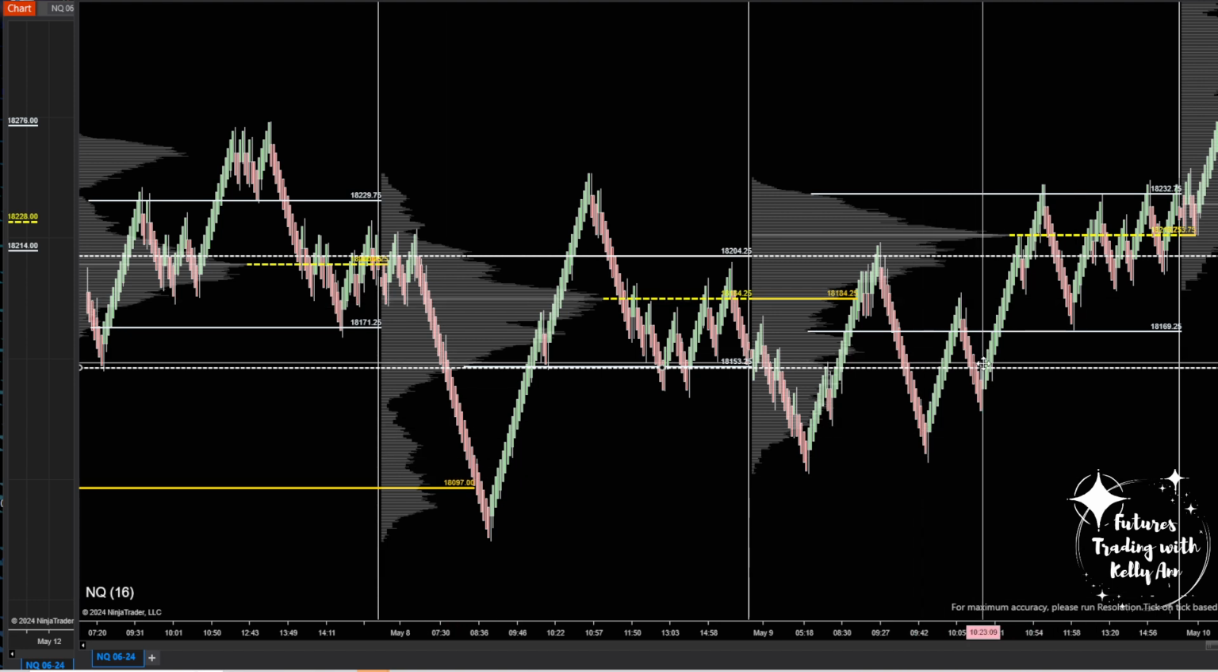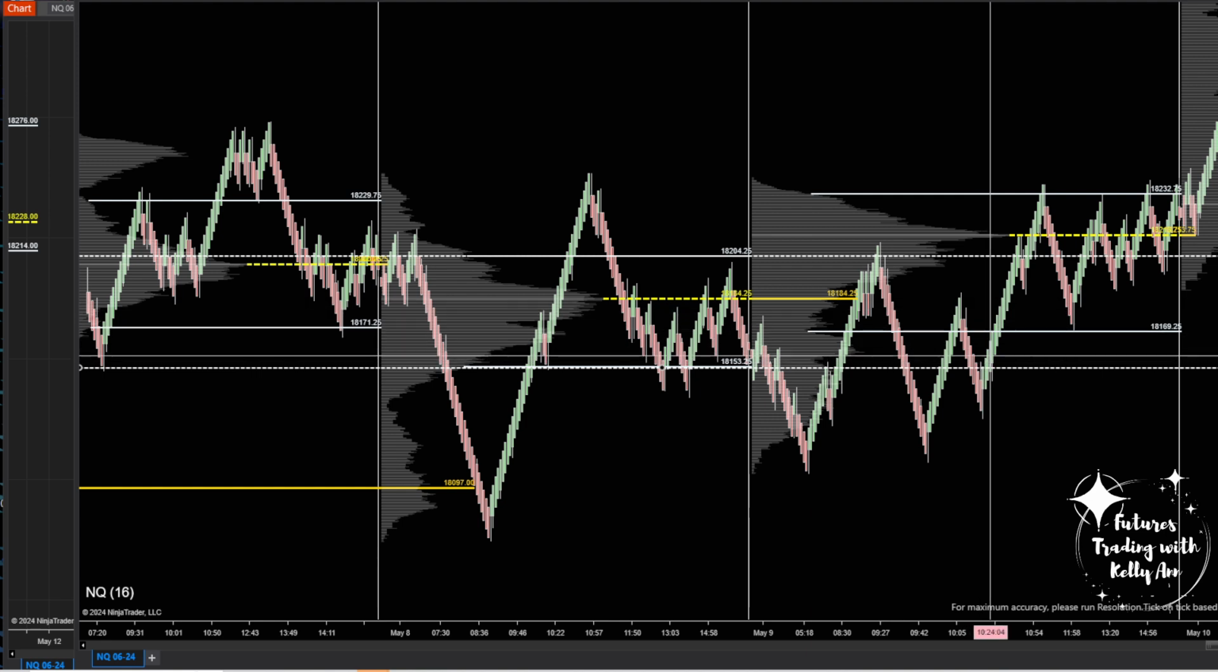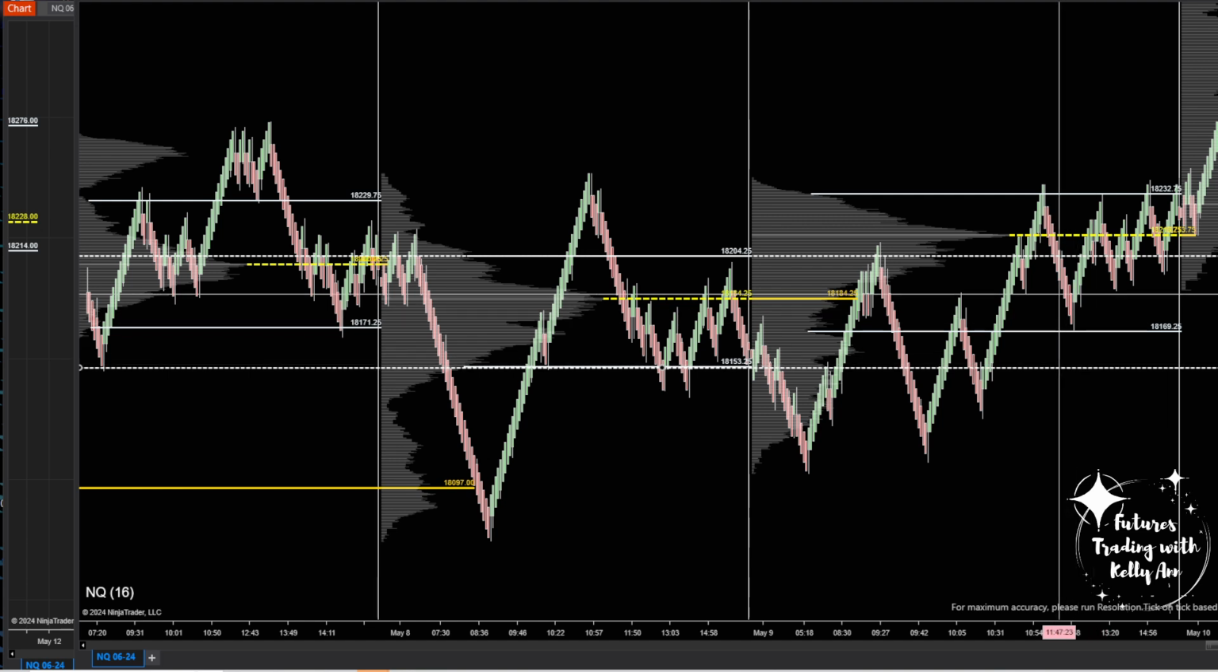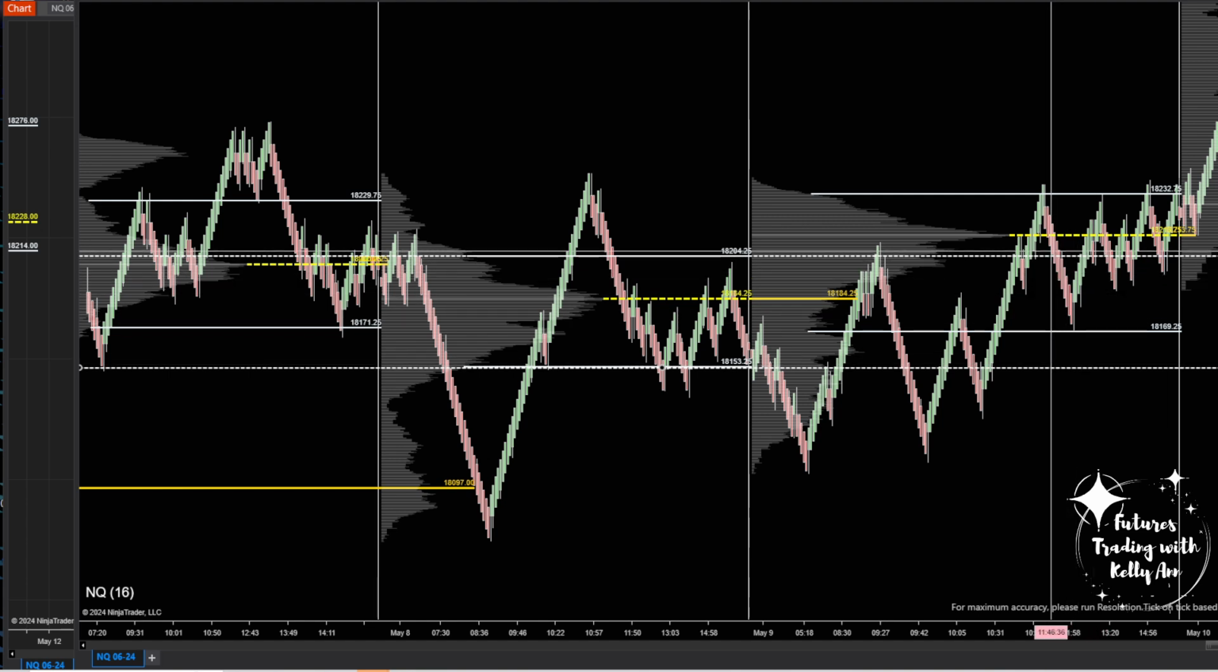We came back into it. They took the long. They got the target to the POC. The runner was stopped out. We came back below. We came back into value. Another entry was triggered. That's another 40 points.